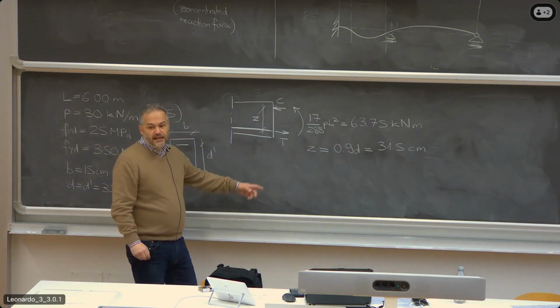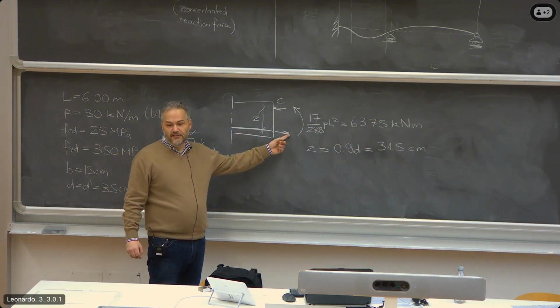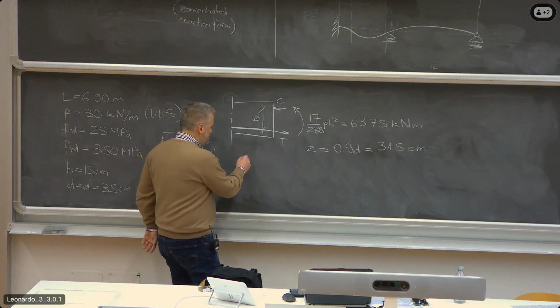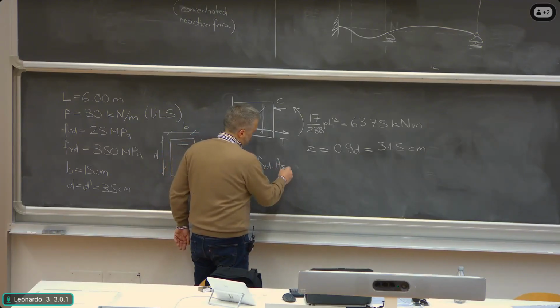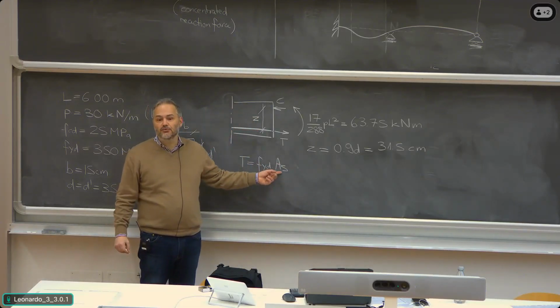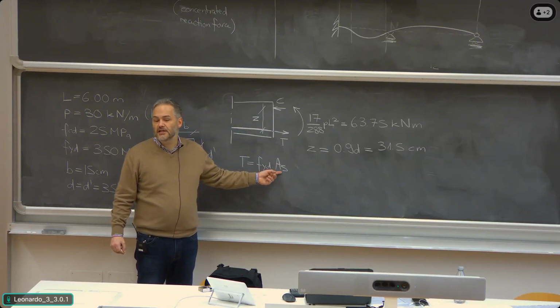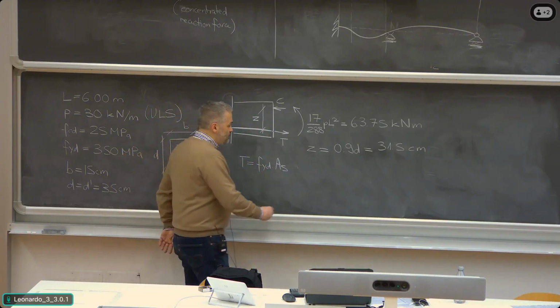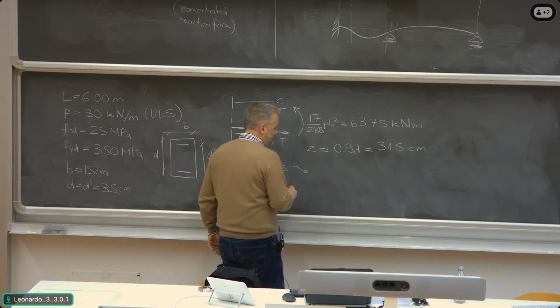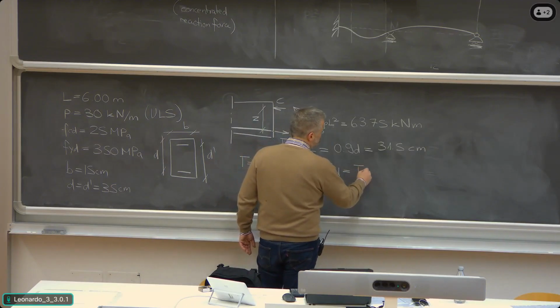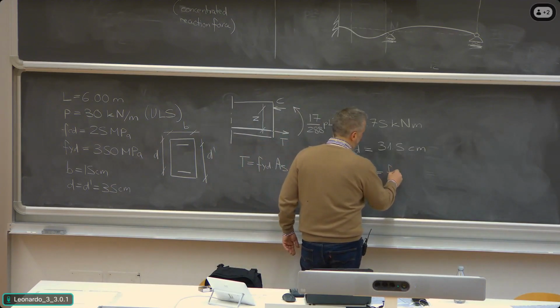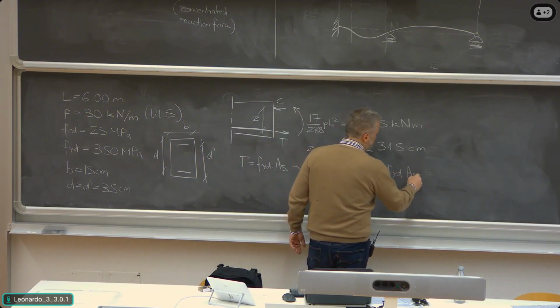Moreover, I have to assume that the reinforcement at the bottom develops its maximum capacity. So T will be equal to fyd times As, where As is the unknown we are looking for, so the amount of reinforcing steel at the bottom of the section. Putting this all together, we know that the resisting bending moment will be T times Z, which means fyd times As times Z.